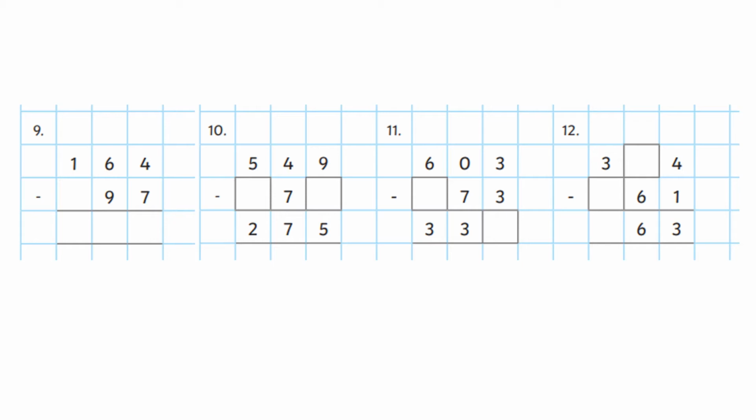Okay, so let's have a look then. 4 take away 7, we can't do it, so we need to borrow from our tens column. So we change that 6 tens into 5 tens. That's a funny looking 5 there.